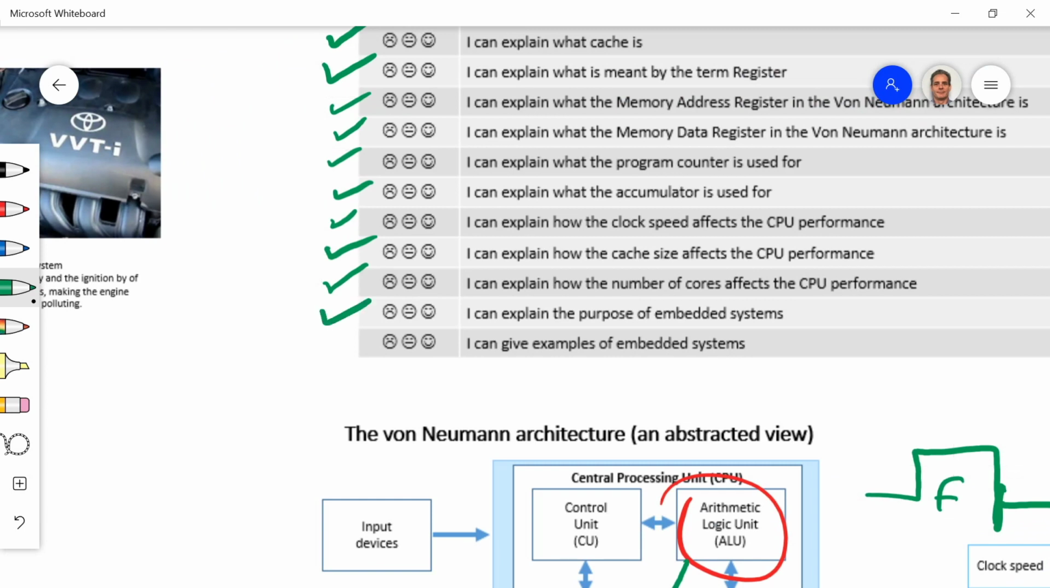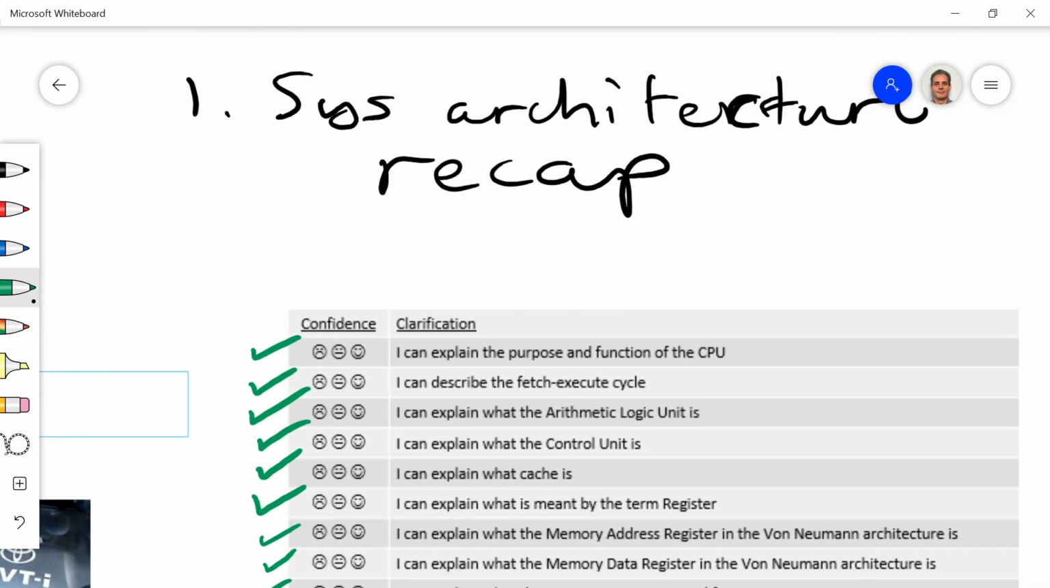And we've done the giving examples there. Okay, there you go. That was a really quick run through of section 1.1, system architecture.